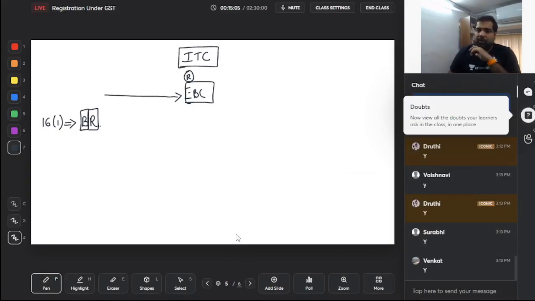I hope this is clear, guys. So let's take the example of EBC. Guys, EBC is buying some batteries. Are they going to be using it for their bikes?